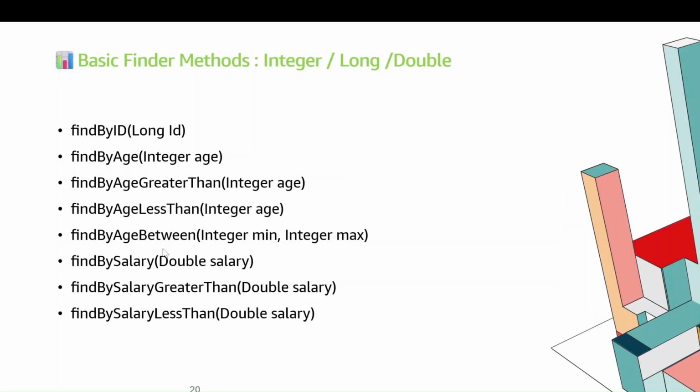So we have some more methods here. Find by salary greater than, it's equal to age greater than. Salary less than, equal to age less than. So I don't repeat the same thing. Maybe you can try yourself.